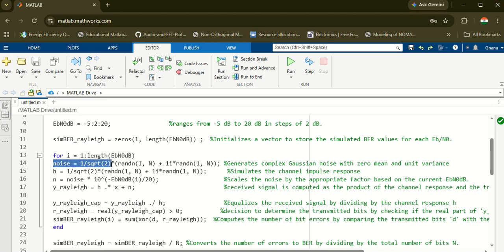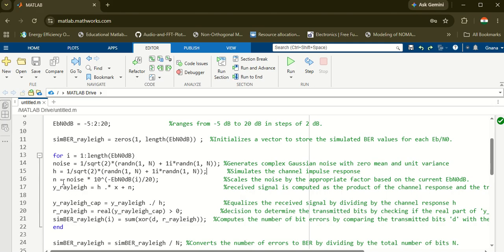So next I have to generate the noise, which is a complex noise. So here it consists of a real part as well as an imaginary part, that is i. Okay. So next I have to define my channel impulse response, that is h, which also consists of a real part as well as an imaginary part. That also I am generating in a random manner.